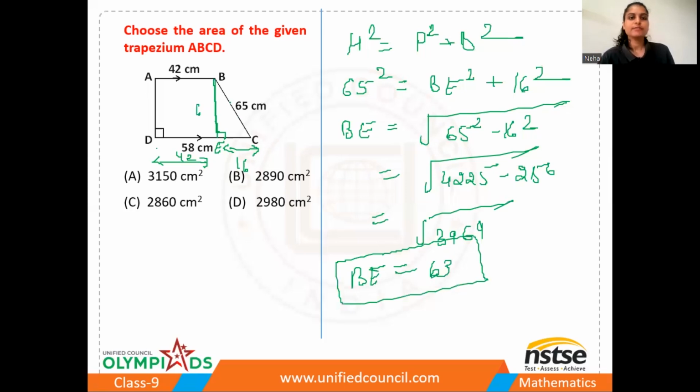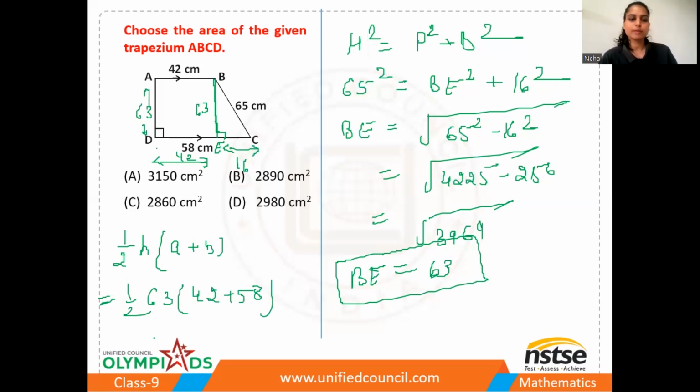If this is 63, that means the height of the trapezium is 63, right? So if I have the height and the lengths of both parallel sides, then I can easily find the area of trapezium ABCD. The area of trapezium ABCD is half of h into (a plus c). So half of height, which is 63, and the two parallel sides are 42 and 58. Some calculation is there.